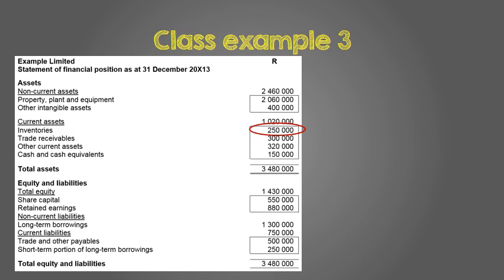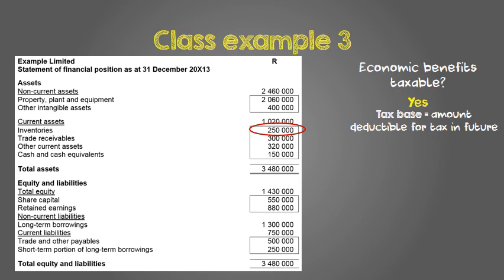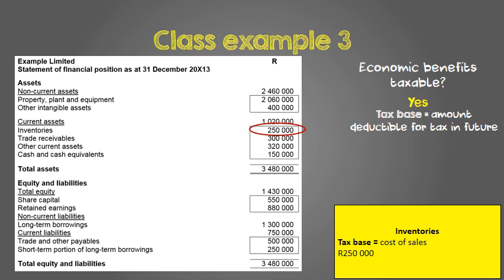We know that the economic benefits from inventories will be taxable. When we sell inventories in future, we will make a profit, and this profit will be taxable. Therefore, the tax base will be the amount that will be deductible for tax in future. Now, next year, when we sell these inventories, we will have revenue. And against this revenue, we will be allowed to deduct the cost of sales to calculate the taxable profit. The cost of sales will include the closing inventory of this year. So therefore, the tax base will be the full carrying amount of inventories.